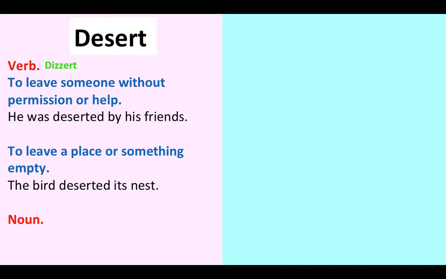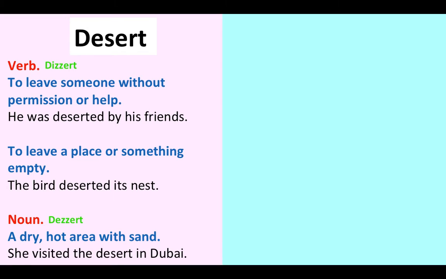As a noun, it's pronounced as desert. Desert. And this refers to a dry, hot area with sand. For example, she visited the desert in Dubai.